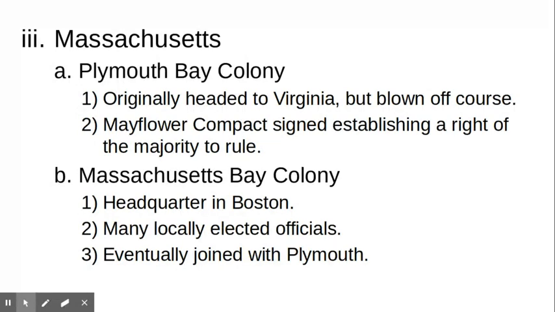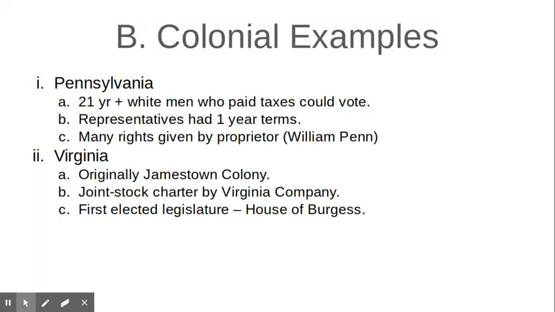Eventually, obviously, the two would be merged into the colony of Massachusetts, which would become a state. The last one I want to mention is Pennsylvania.